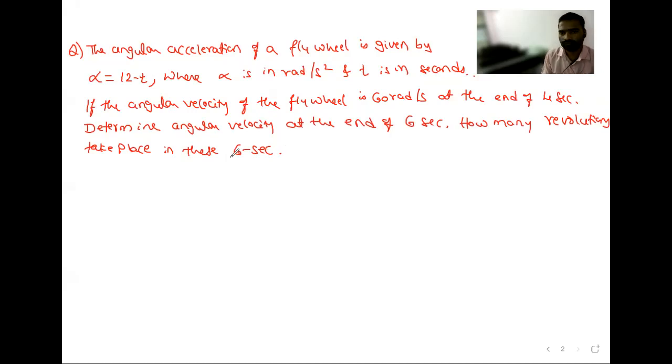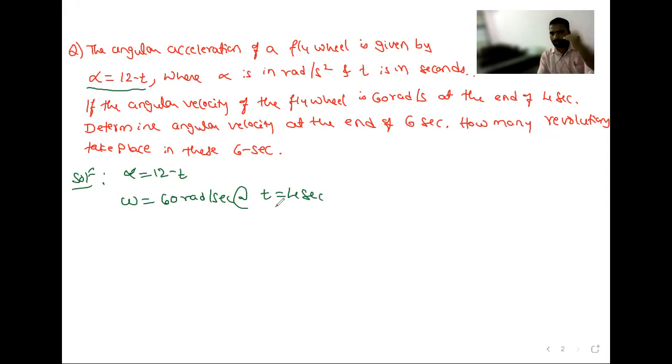Okay, this is the problem which is given. Have you written? Yes, sir. What is given first? Alpha is given. Alpha function is given: alpha is equal to 12 minus t. What is asked? The angular velocity of the flywheel is given, that is omega is equal to 60 radian per second at t is equal to 4 seconds.